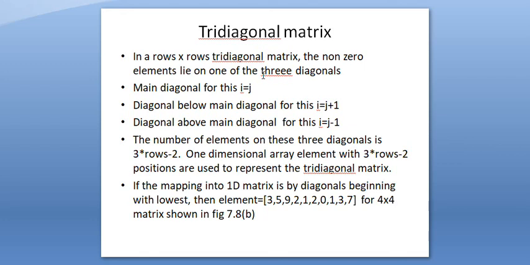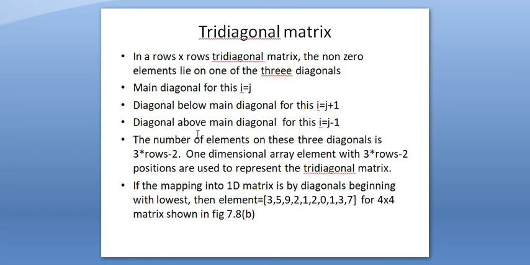For that, the capacity of your element array should be 3 times rows minus 2. Let us work upon this. What is 3 into row? 3 into 4 is 12. 12 minus 2 becomes 10. So 10 is actually the capacity, and that's agreeing. This is the fact because the diagonals below and above will have one element less than the total number of elements in the main diagonal.